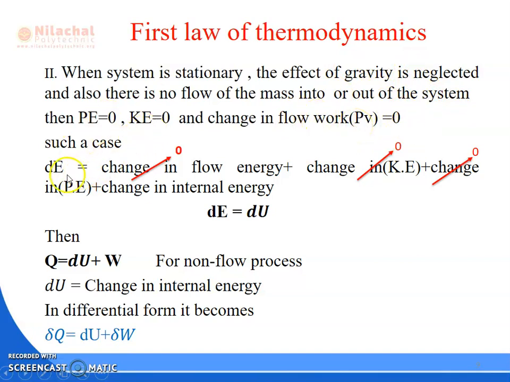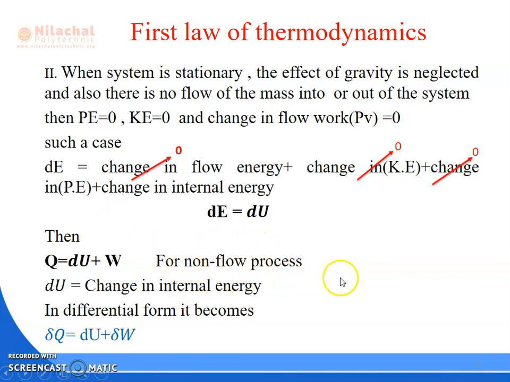So in such a case, what is the change in energy? Change in flow energy will be 0, change in kinetic energy will be 0, change in potential energy will be 0. Then what is left? Only change in internal energy. That dE is equal to what? dE is equal to du. So in your equation what can I write? Q is equal to du plus W. Before it was Q is equal to dE plus W, and in this case dE is equal to du, so Q is equal to du plus W for which process? For flow process. Sorry, for non-flow process.